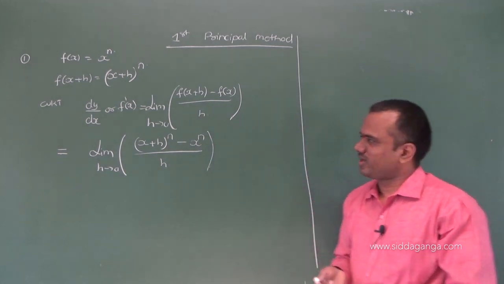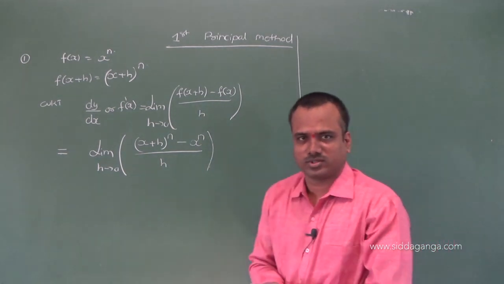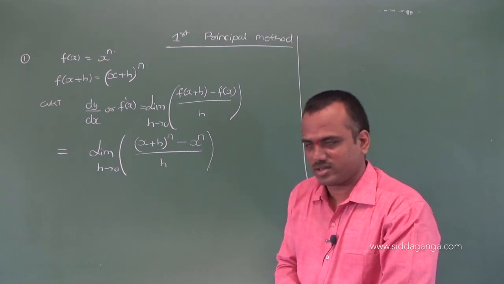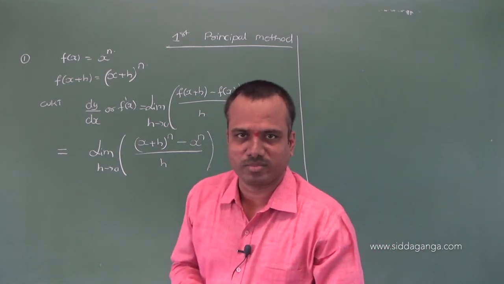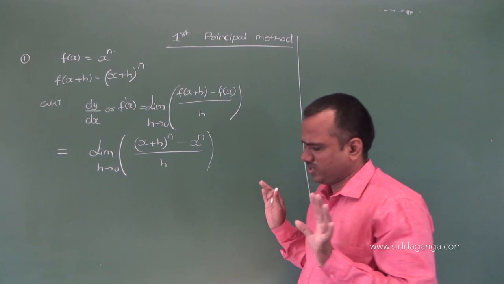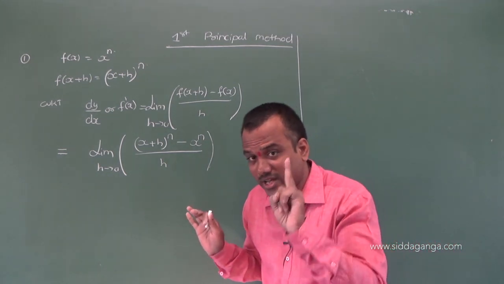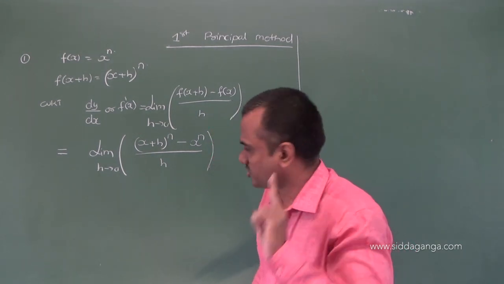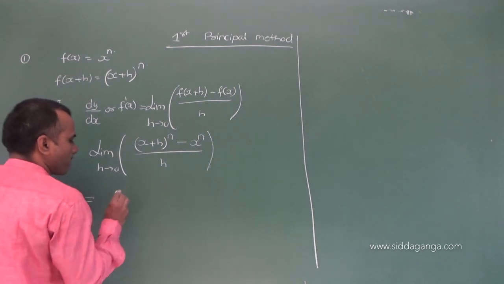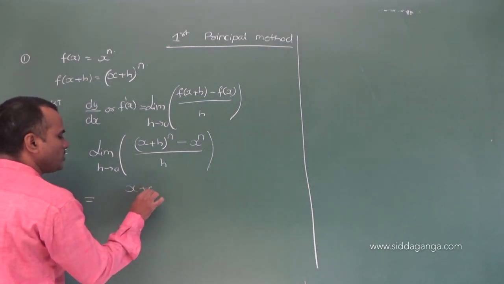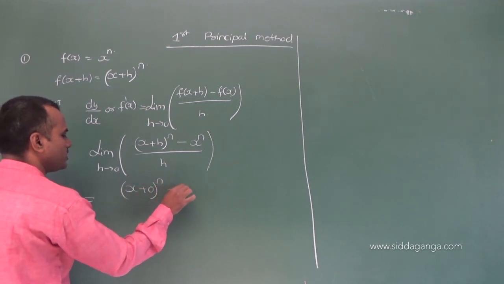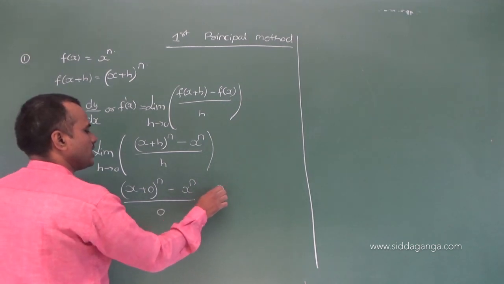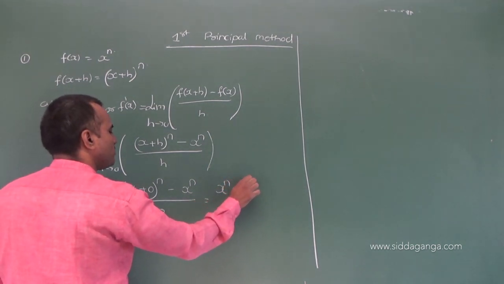Observe here, x plus h whole to the power n minus x to the power n divided by h. This is the first step. Next step, wherever there is h, not x, because h tends to 0, we substitute 0. That gives x plus 0 whole to the power n minus x to the power n divided by 0, that is x to the power n minus x to the power n divided by 0.